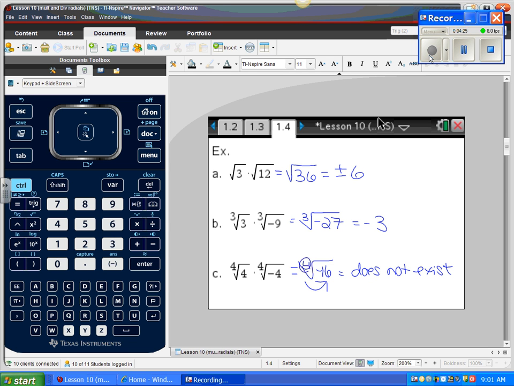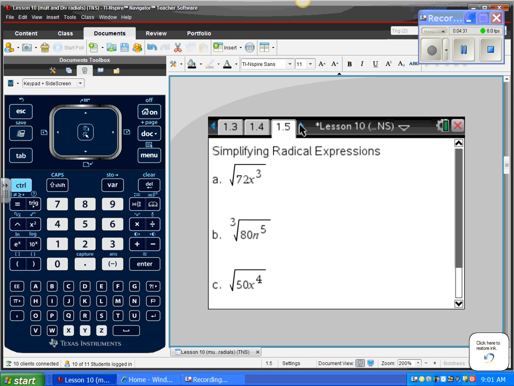Are we good? Okay. All right. So simplifying, we did a ton of practice with this yesterday, right? So I want you guys to go ahead and try A, B, C, and D, and I'll give you like 5 minutes, and then we'll go over them together. Good? All right, go ahead.